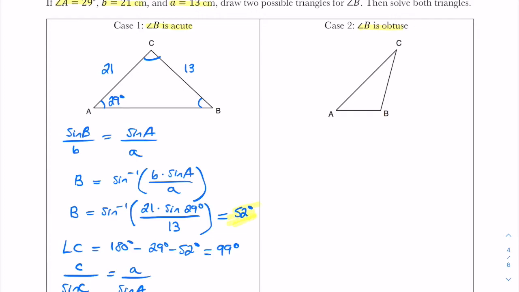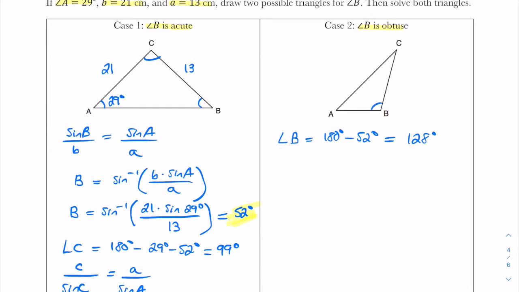But remember the picture with the old woman versus young woman? How am I guaranteed that it's really 52 degrees? What if it's the obtuse angle? And what would the obtuse angle be? It would just be 180 minus 52. So let's work that out. For the obtuse case, angle B would be 180 minus 52, which gives us an obtuse angle of 128 degrees.